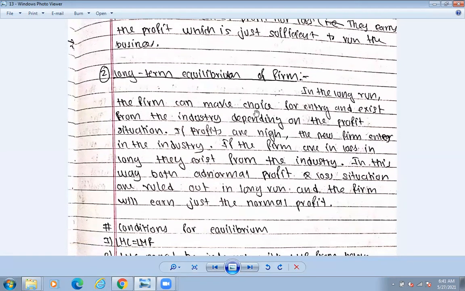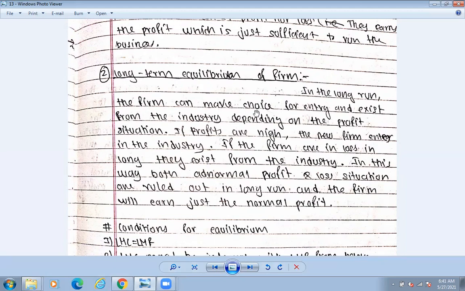Now, let us come to the long run equilibrium of the firm. Long run means long term. If it is running for a long period of time, more than 5 years, in general the technology changes. In case of short run, it is for less than 5 years, where only capital changes.